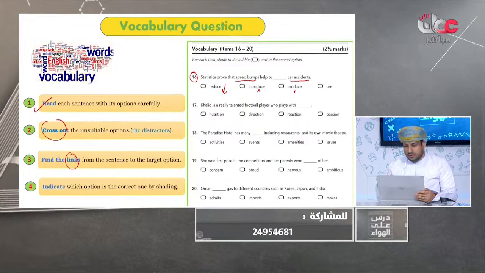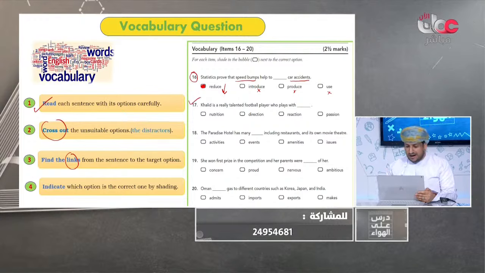Produce, speed bumps will not produce car accidents, of course. Okay? And then the last one is use. So those are wrong answers. The correct answer is reduce. So you will shade in the option next to the correct option. Okay, let's go to 17, then you can do the rest of the questions by yourself. Try to challenge yourself by reading the question later and try to answer before we answer.